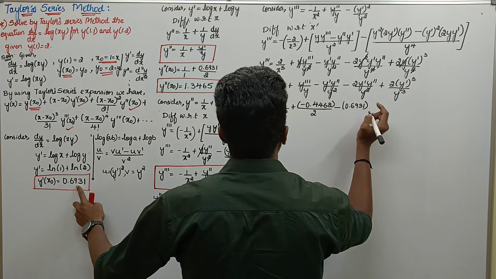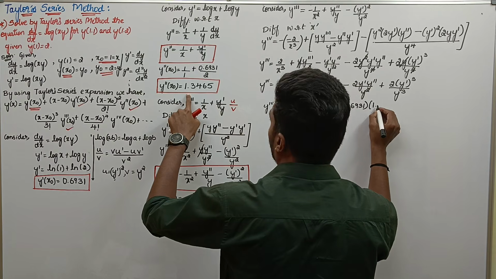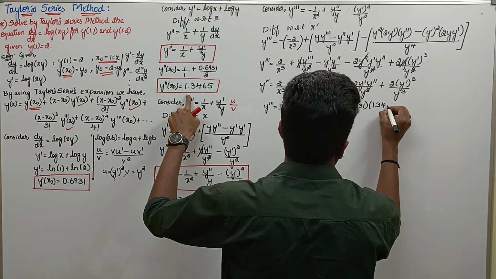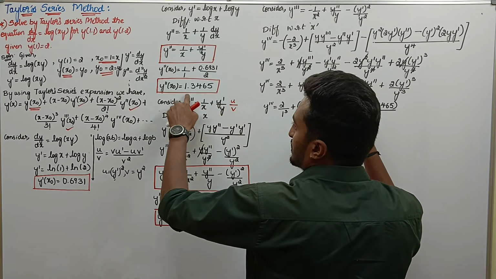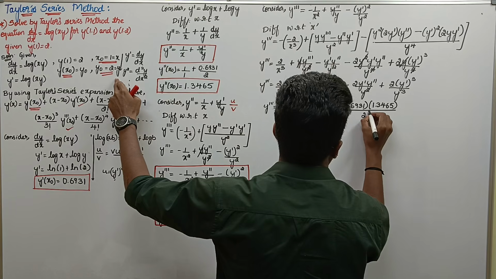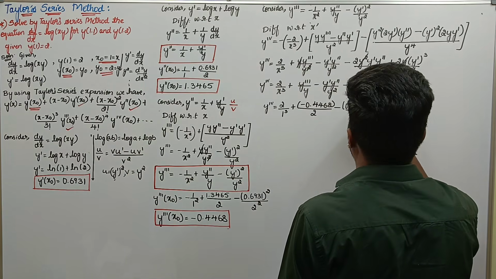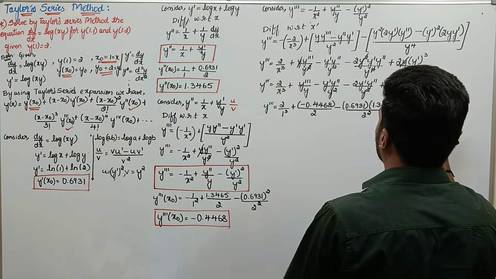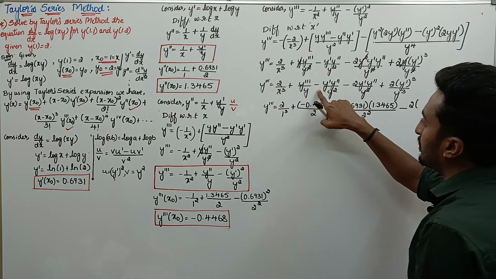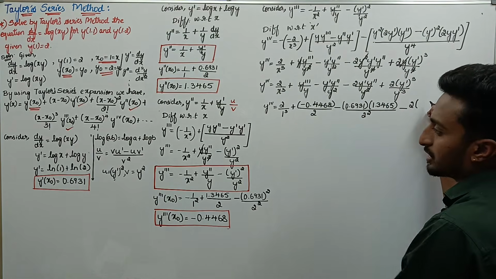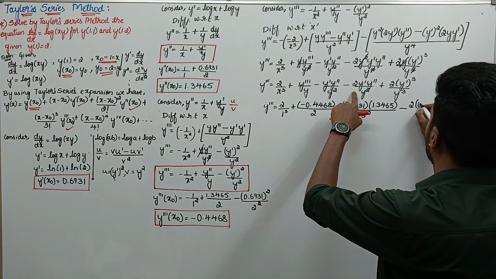What is y dash? y dash is 0.6931 into y double dash. What is y double dash? Into 1.3465 divided by y square. What is y square? That is 2 square. Next, minus 2 into y dash. Again 2 into y dash. Okay, you can add this also. See, minus you can add this too. Okay, represent, nothing happens. That is y dash, 2 into y dash.